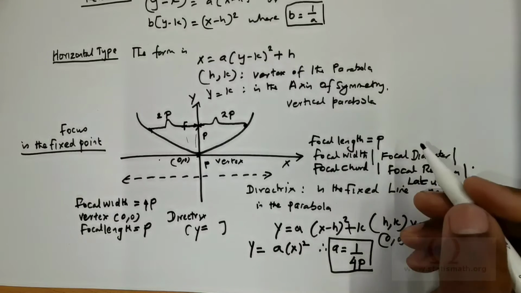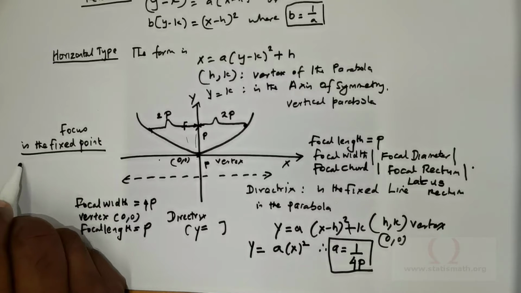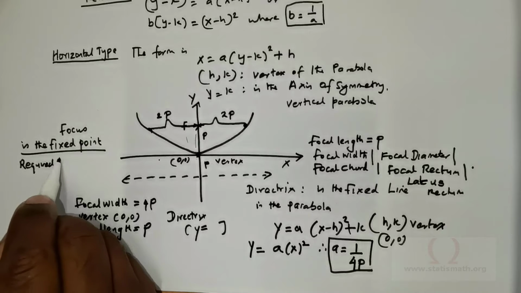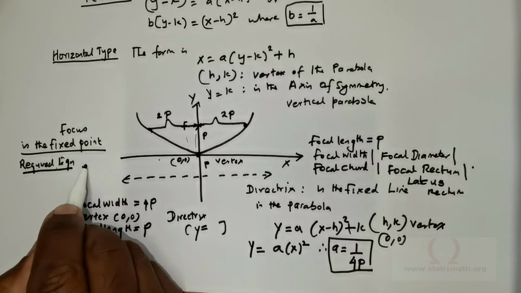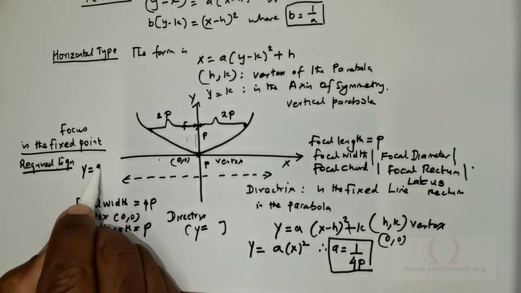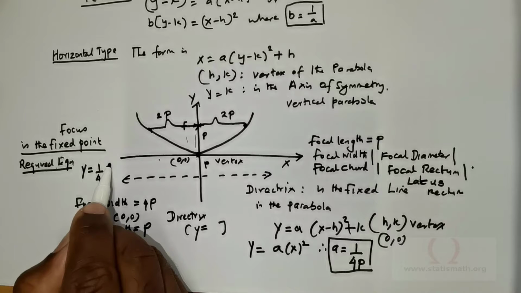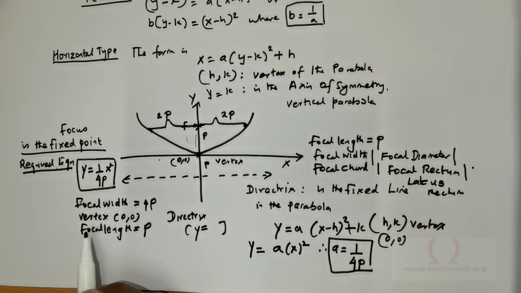So if I were to write the equation of the parabola, the required equation of the parabola in this case is going to be y is equal to 1 over 4p times x squared. So that is the required equation of the parabola.